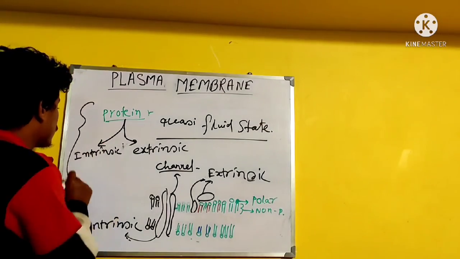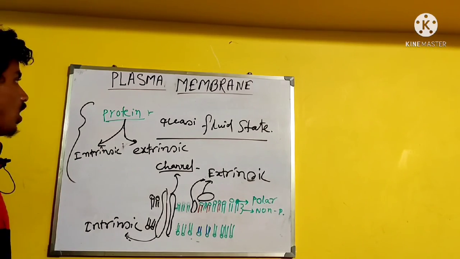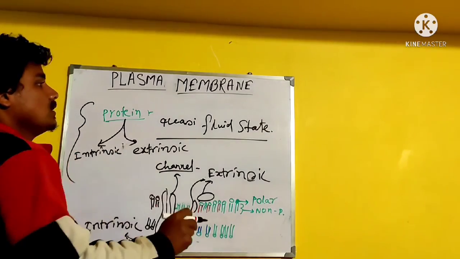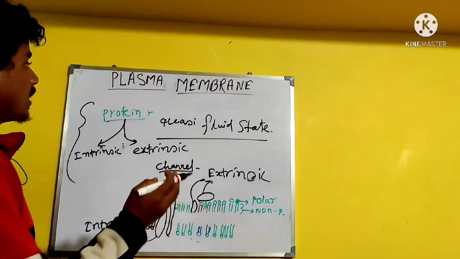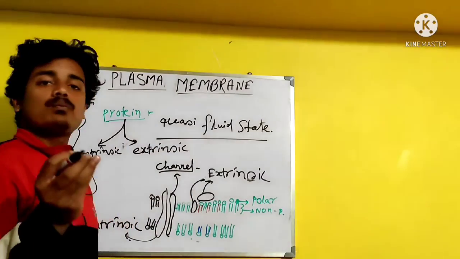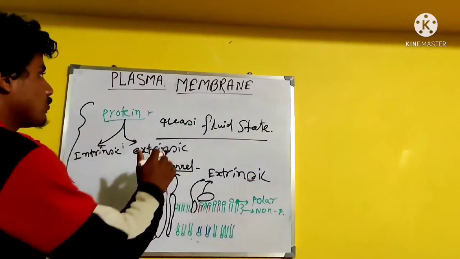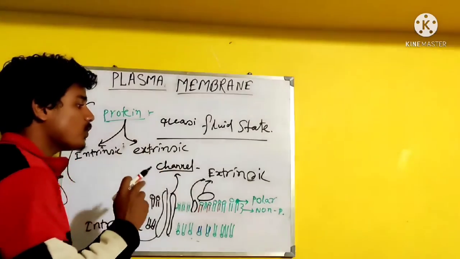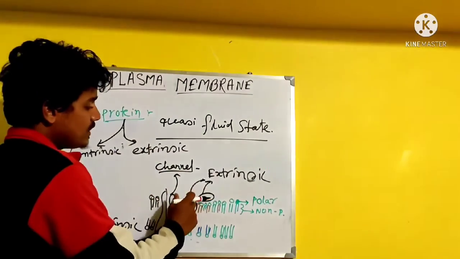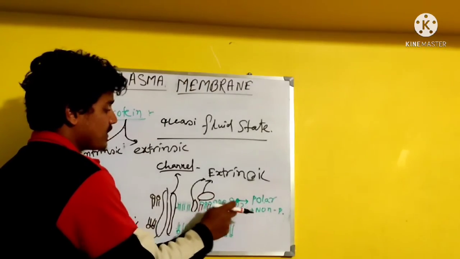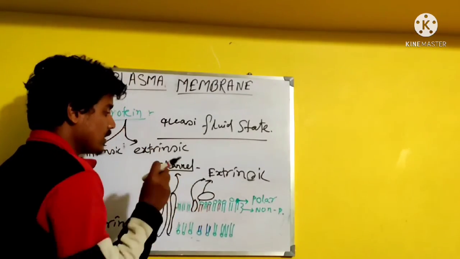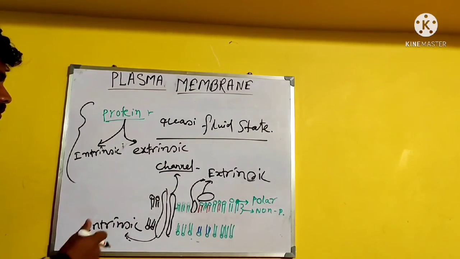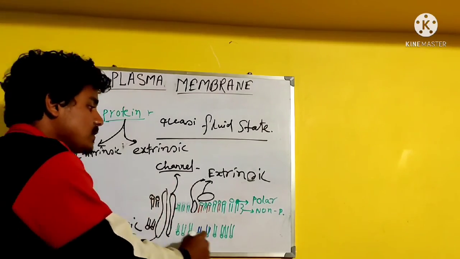This part is the protein part of plasma membrane. What did we conclude about the protein part? Proteins are embedded in the lipid bilayer like a quasi-fluid state or iceberg. Extrinsic protein is present in the outer layer or one layer of the lipid bilayer, and intrinsic protein is present throughout the lipid bilayer.